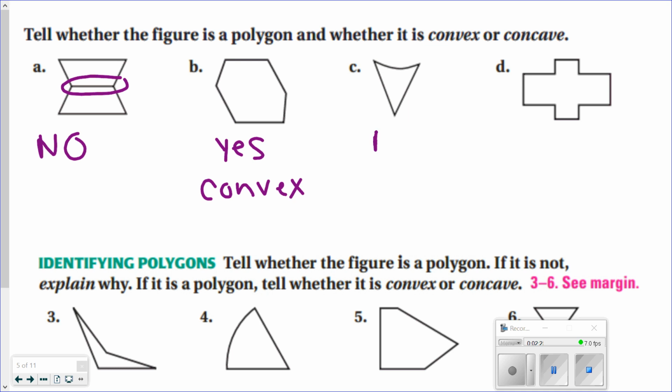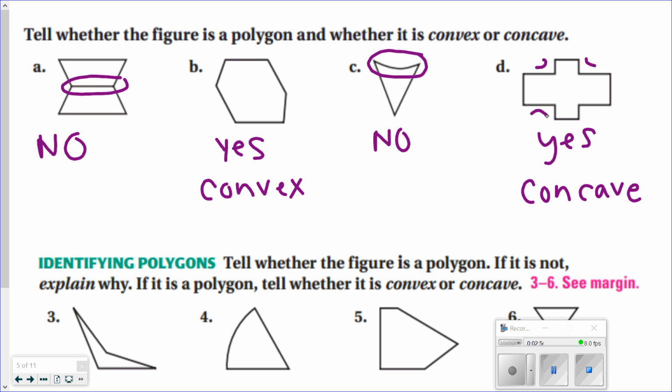C. Is this figure a polygon, yes or no? The answer is no. Why? This part right here is not a segment, it's not a straight line, so we have a curve, and curves are not included in polygons. D, is this a polygon, yes or no? The answer is yes. And what type? Convex or concave? It is concave. And we see that because of these indents here, here, here, and here.